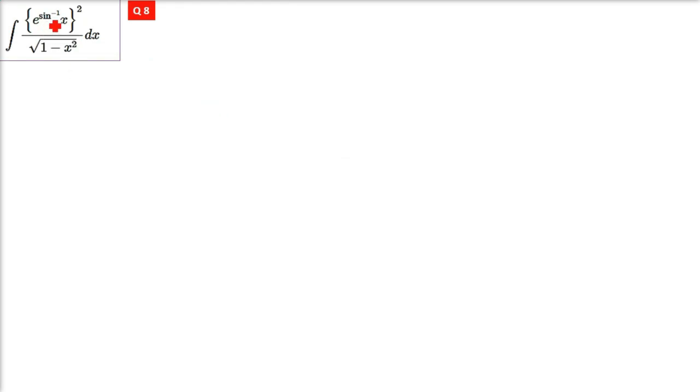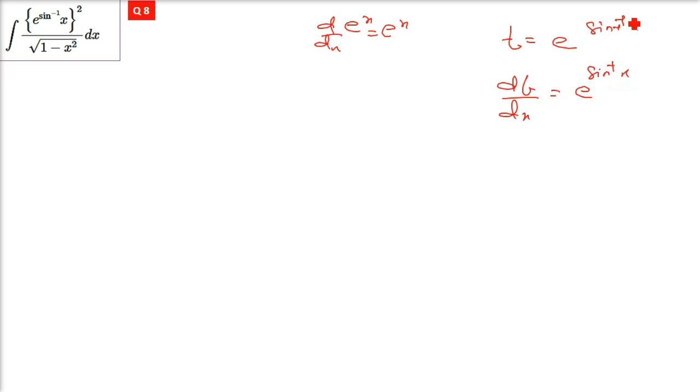Now in this question, the differentiation of sine inverse x is directly 1 by under root 1 minus x square. This is the background knowledge with which we will start. So t will be equal to e raised sine inverse x. When we differentiate this, dt by dx will give you e raised sine inverse x, since e raised to anything will be e raised to that thing only. So it will be e raised sine inverse x, and then we differentiate sine inverse x, which gives 1 by under root 1 minus x square. Now this dx can go on the right hand side.